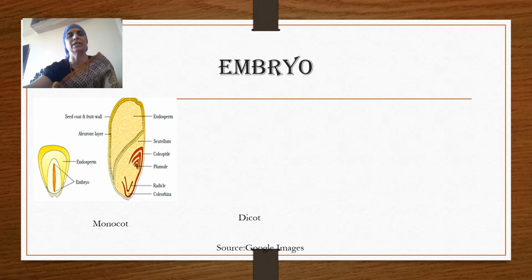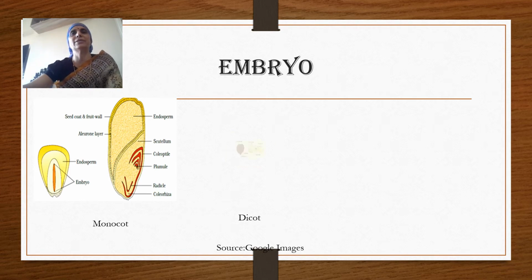Inside that you can see here the plumule, which is provided with a protective covering called the coleoptile, and the radicle, which is provided with a covering called coleorhiza. So we have coleorhiza, coleoptile, and the cotyledon. This is the embryo which is present in the monocot endospermic seed. The radicle will give rise to the root, and the plumule will give rise to the shoot.